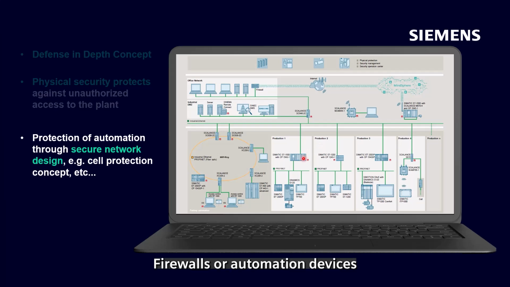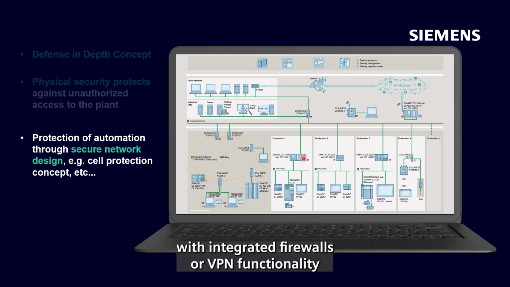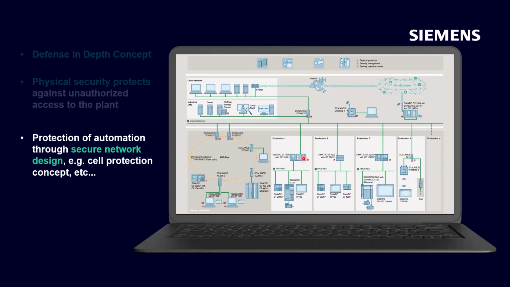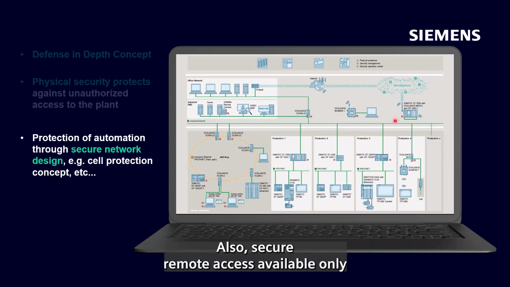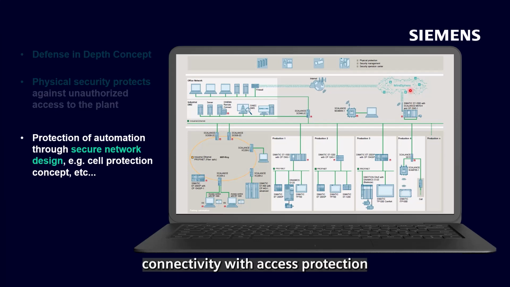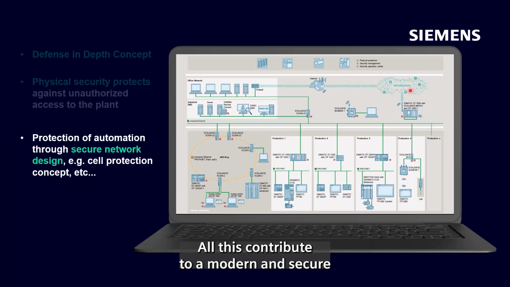Firewalls or automation devices with integrated firewalls or VPN functionality can then protect each production cell individually. Also, secure remote access available only to authenticated and authorized individuals, and for example also cloud connectivity with access protection and encrypted data transmission. All this contributes to a modern and secure network design.